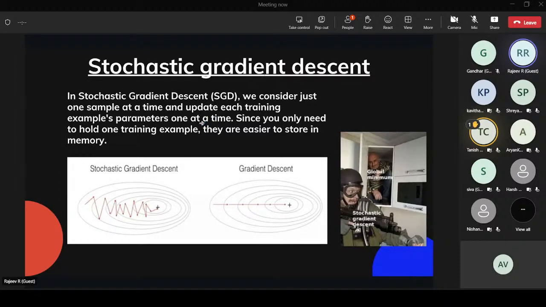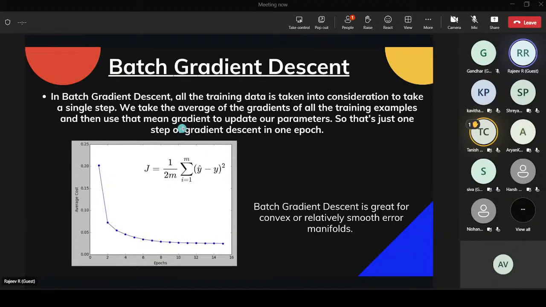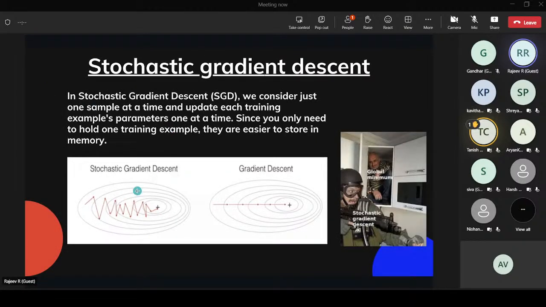Unlike batch gradient descent, you keep updating the weights every time you see a sample. In batch gradient descent, as I explained earlier, we update the weights exactly after one epoch, after going through all the samples. But in stochastic gradient descent, we update the weights after every sample. This is what stochastic gradient descent looks like in one epoch. Because the weights update after every sample, it is not really smooth, so there tends to be noise in between.